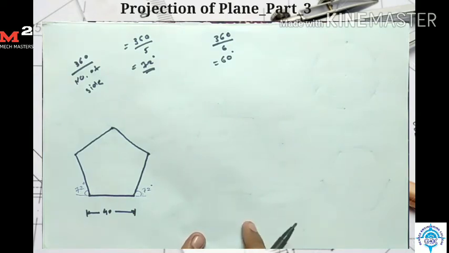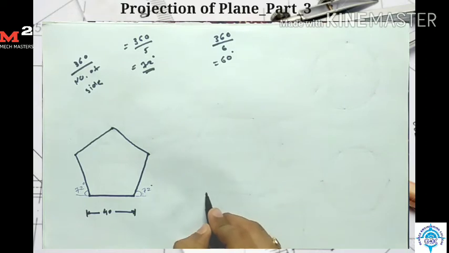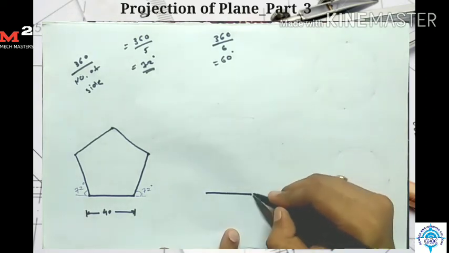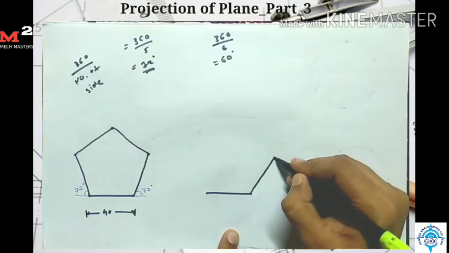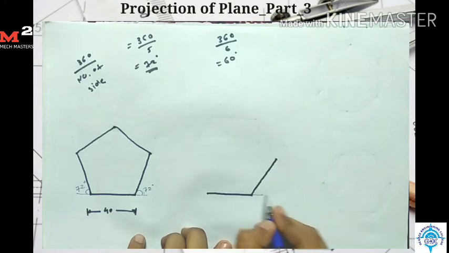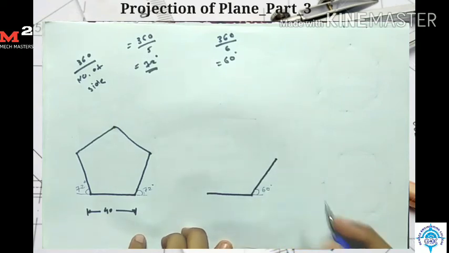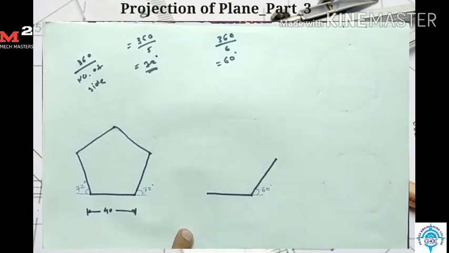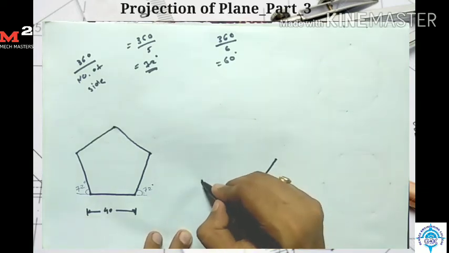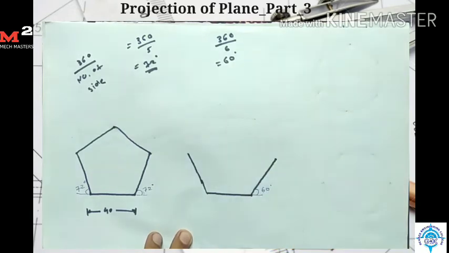So for drawing the hexagon, I draw one line here of 40 mm. Now I measure the angle 60 degrees and draw another line here. This angle is 60 degrees. Similarly, from here I draw another line of 40 mm side at an angle of 60 degrees.